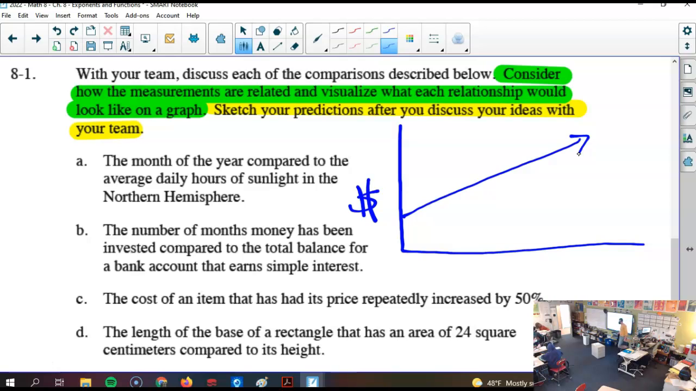Wait, so graph C says the cost of an item that has had its price repeatedly increased by 50%. Keep it to yourself. We're going to circle back to this.